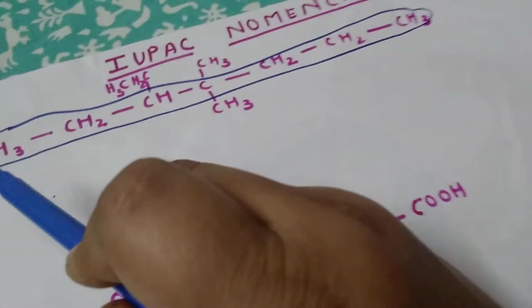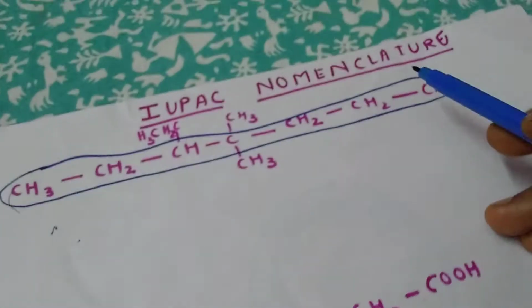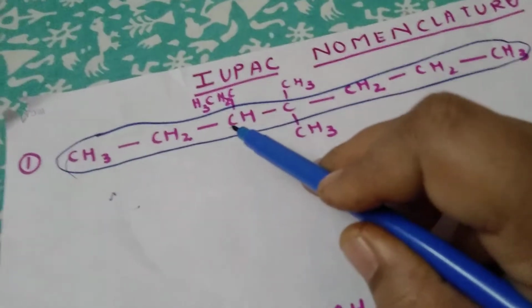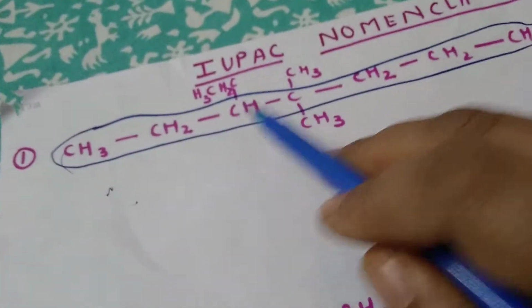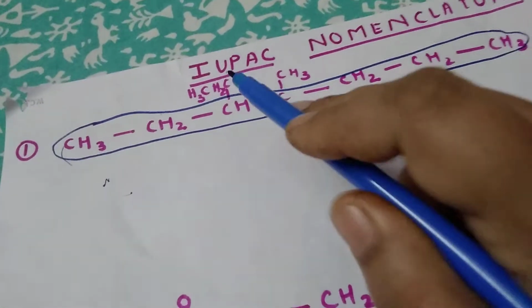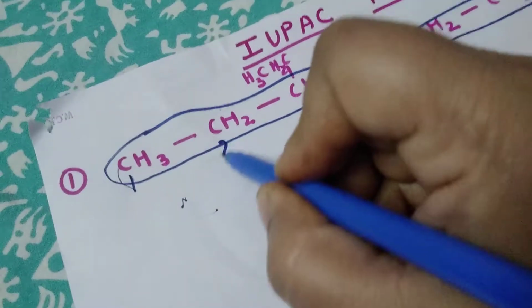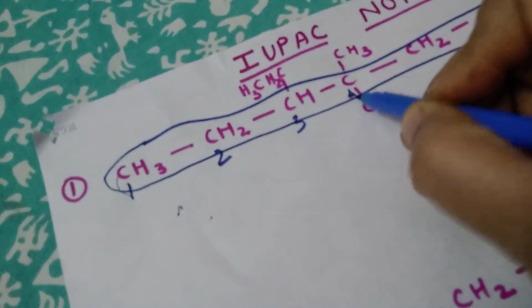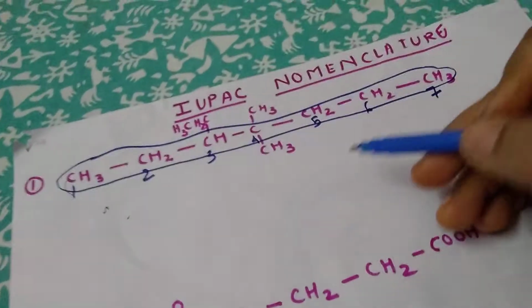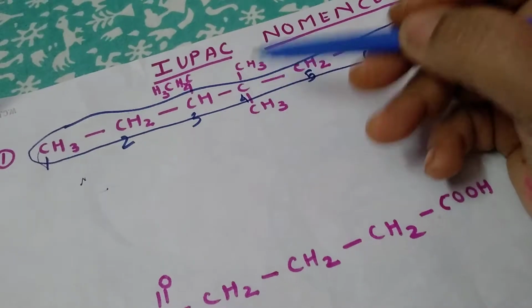If we start from this side, 1 2 3 4, they are getting 3 4, and if we start from this side, 1 2 3 4 5, they are getting 4 5. So 3 4 is the lower number. We will try to give the lower number to the carbon atoms to which the substituents are attached. So we will number like this: 1 2 3 4 5 6 7. In our parent carbon chain we have 7 carbon atoms, and these two are substituents.